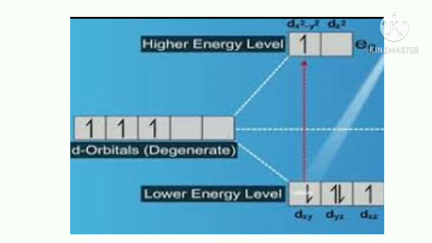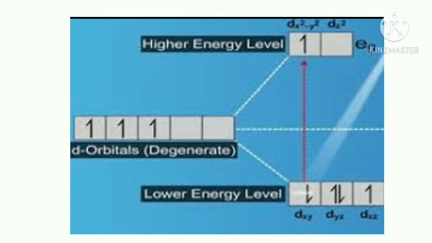Then if the wavelength of the photon absorbed by an ion lies outside the visible region, the transmitted light looks the same as the incident light, white, and the ion appears colorless. Thus, due to d-d transition, because of splitting of d orbitals in the presence of ligands, the complexes formed appear colored.